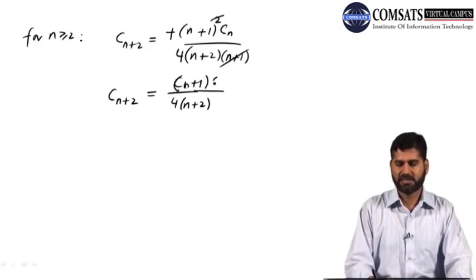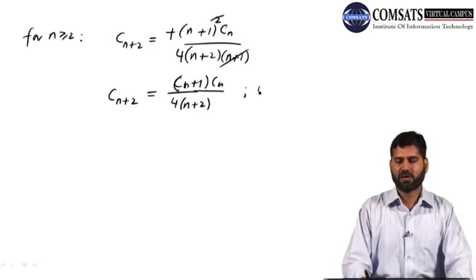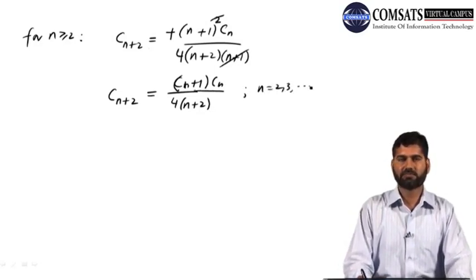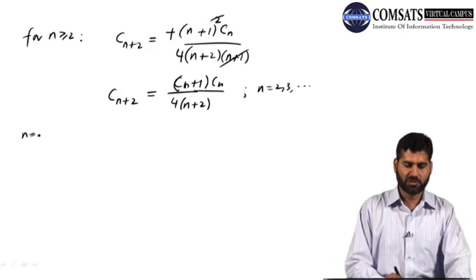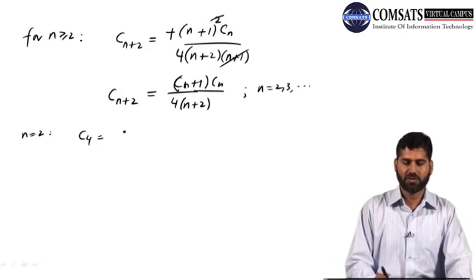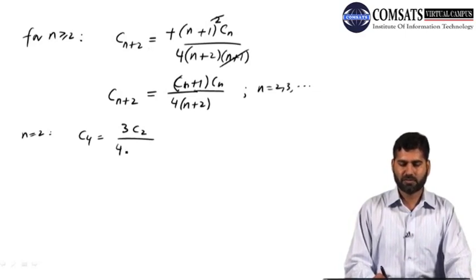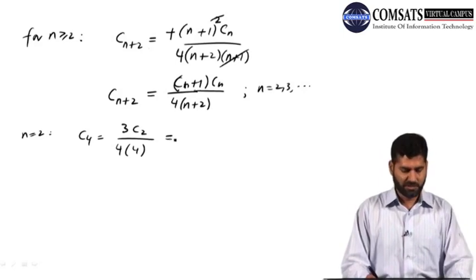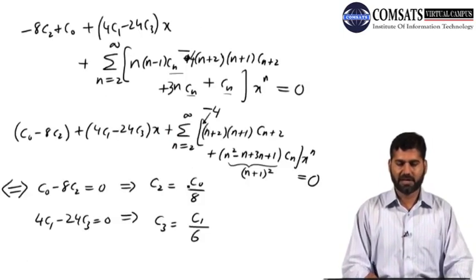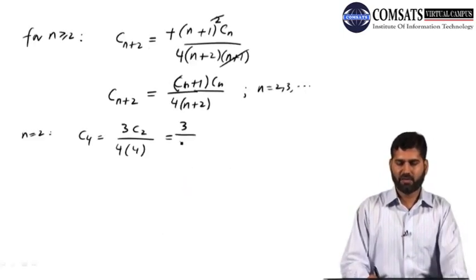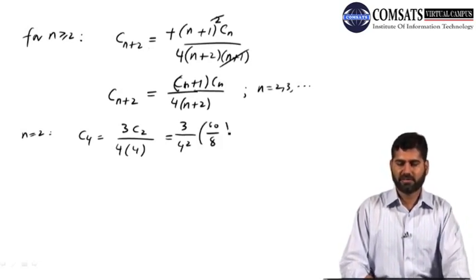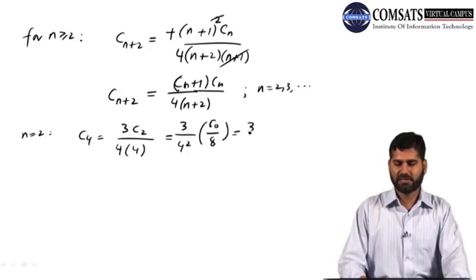C(n+2) = (n+1) Cn / (n+2) for all n = 2, 3, and so on. Now if n is equal to 2, your C4 is equal to 3 C2 over 4 times 4. And what is C2? C2 is C0 by 8. So 3 by 4 square, C2 is C0 by 8. So you are getting 3 C0 by 8.